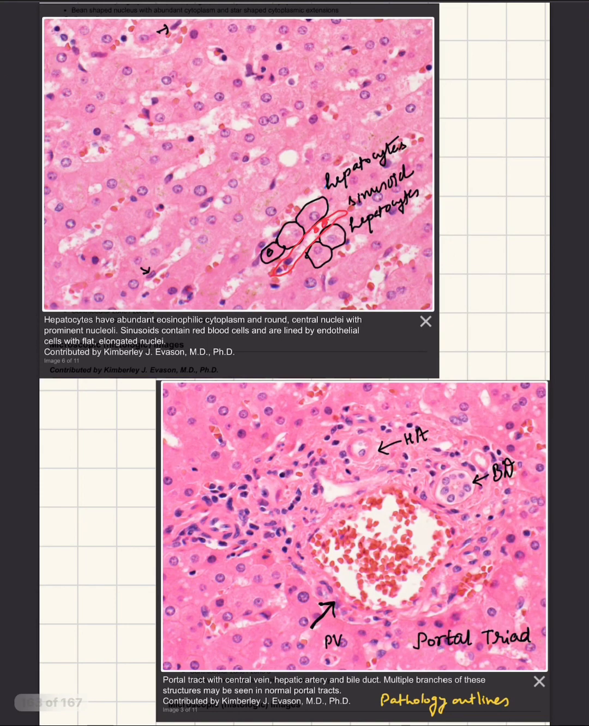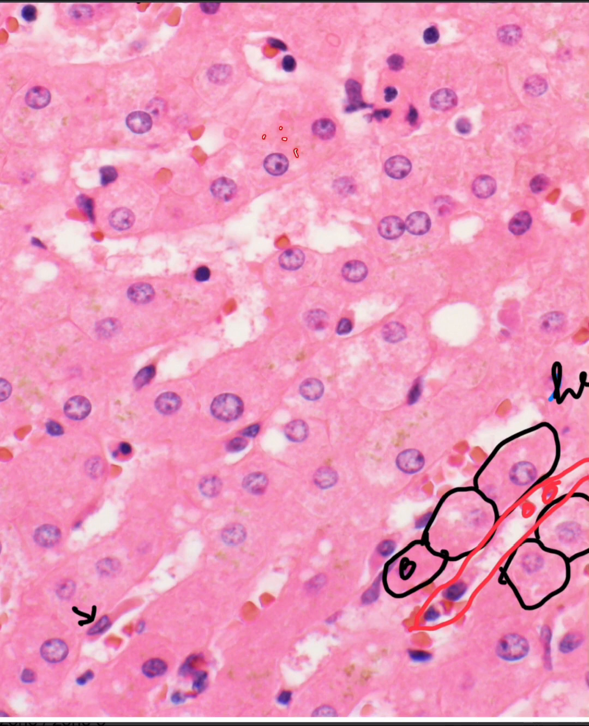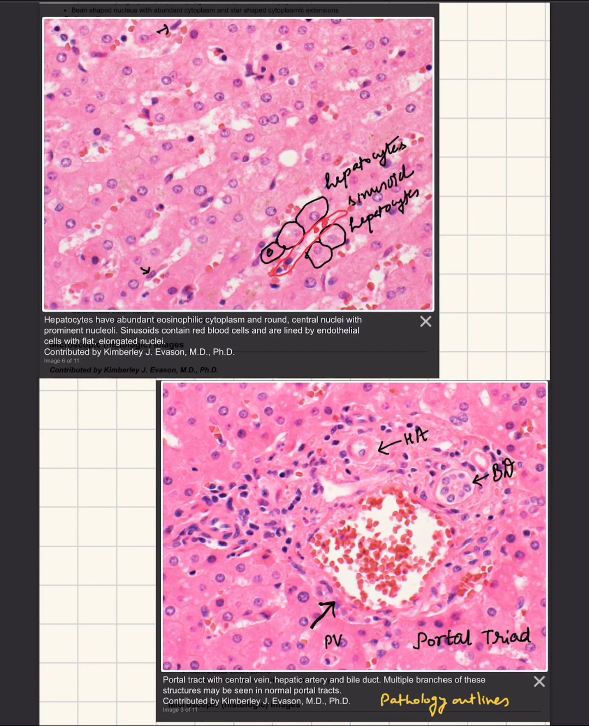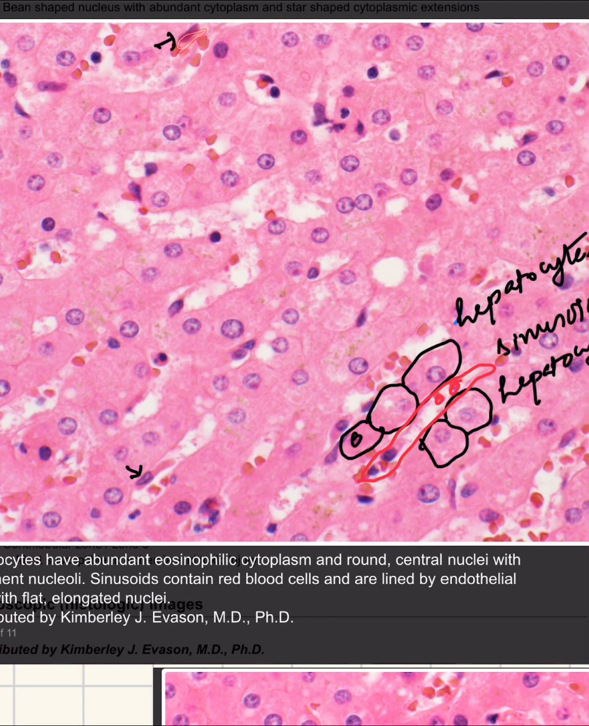So this is the H&E image. Again, in the PG entrance exam you get these images, so you should identify the hepatocytes: polygonal cells with abundant pink granular cytoplasm and a central nucleus. These are the plates of hepatocytes, and in between the plates are the sinusoids. You identify the sinusoids by their lining cells, which are elongated endothelial cells. Like here you see these elongated endothelial cells, and the lumen of the sinusoid has RBCs.